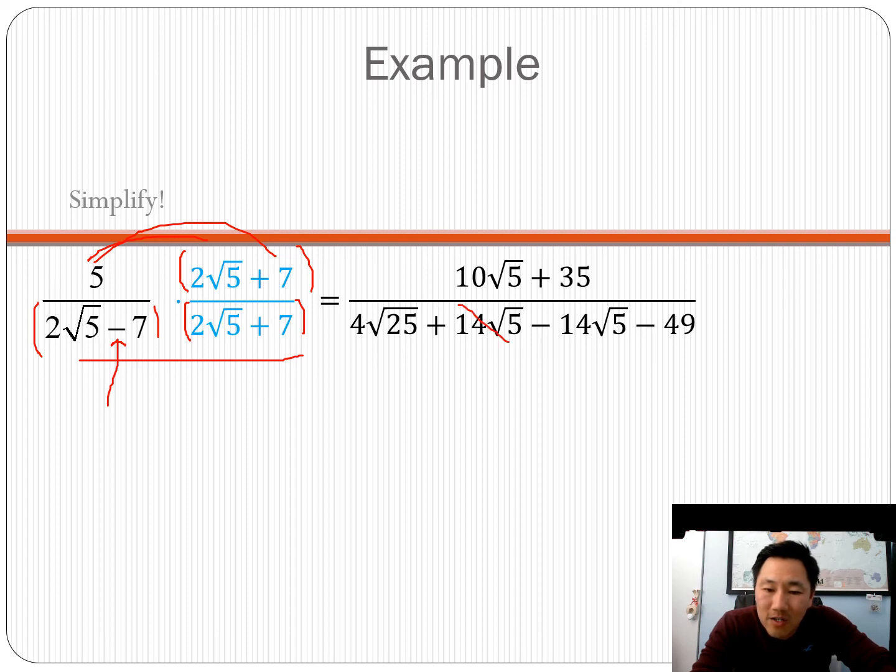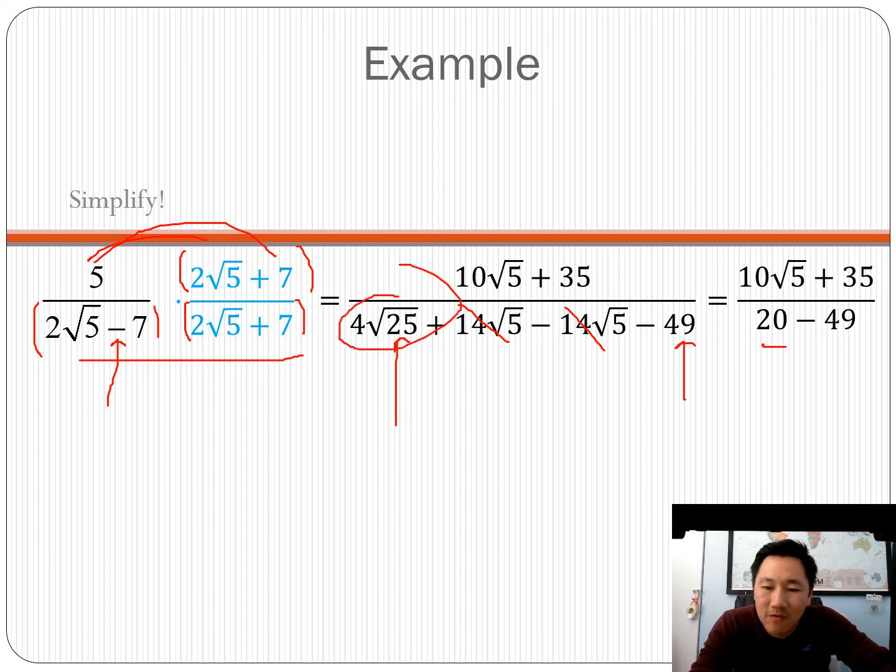Remember, with the conjugate, these always cancel out. This always is perfect. And this is already perfect. It doesn't even have a square root in it. So simplify it more. The way I got 20 is just 5 times 4. And that's our final answer.